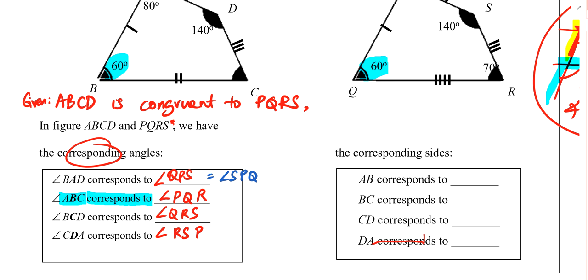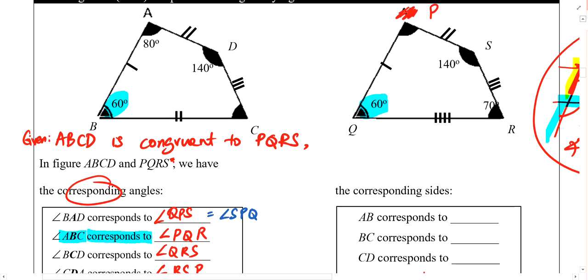Let's see where QPS is. QPS refers to this angle. SPQ is also the same angle. So I should be able to accept that. But in this topic, we have a systematic way of writing things.